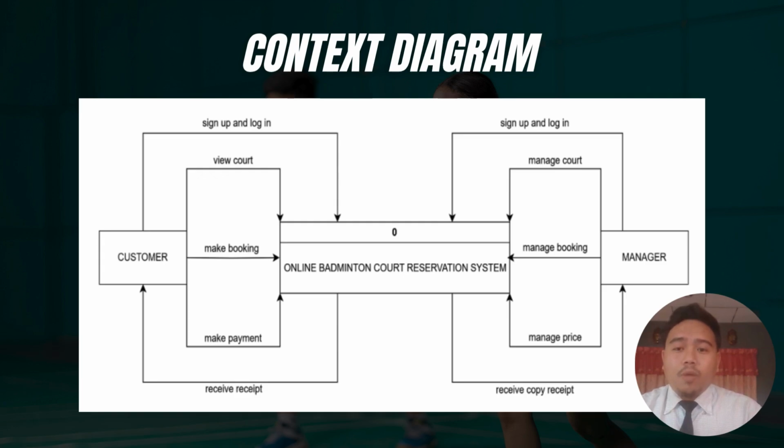Assalamualaikum. My name is Muhammad AIMAN HAKIM. My student ID is CA230C0. So today I will be presenting the context diagram for our online badminton court reservation system.